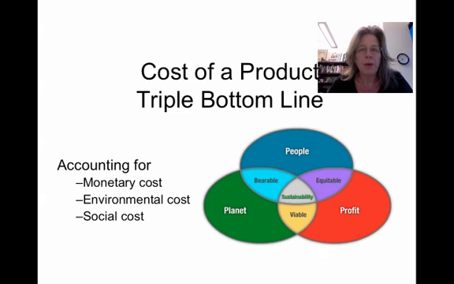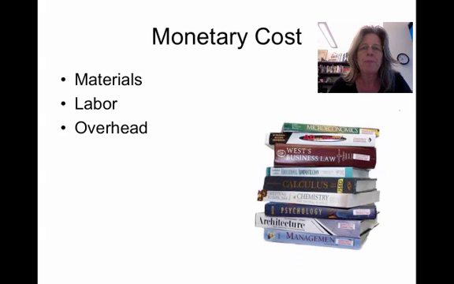Okay, so now we're going to talk about triple bottom line, which is a concept where not only do we consider the monetary or the profit associated with the product or service, but we also think about the people and the planet. And that's where the concept of triple bottom line is. So we account for monetary costs, environmental costs, and social costs. And this is a really common picture, this Venn diagram of the triple bottom line.